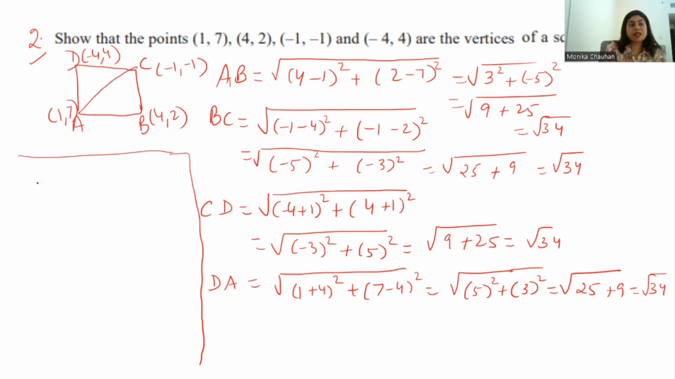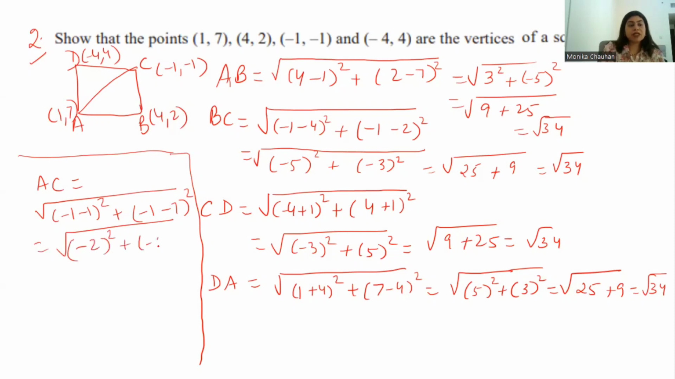So AC is my first diagonal. For AC, x2 minus x1: x2 is minus 1 and x1 is 1, and y2 is minus 1 and y1 is 7. So it becomes minus 2 whole square, and minus 8 whole square. What it becomes? 4 plus 64, which is equal to the square root of 68. So for one of the diagonals, I got root 68. Let's see if my other diagonal BD is also exactly the same.